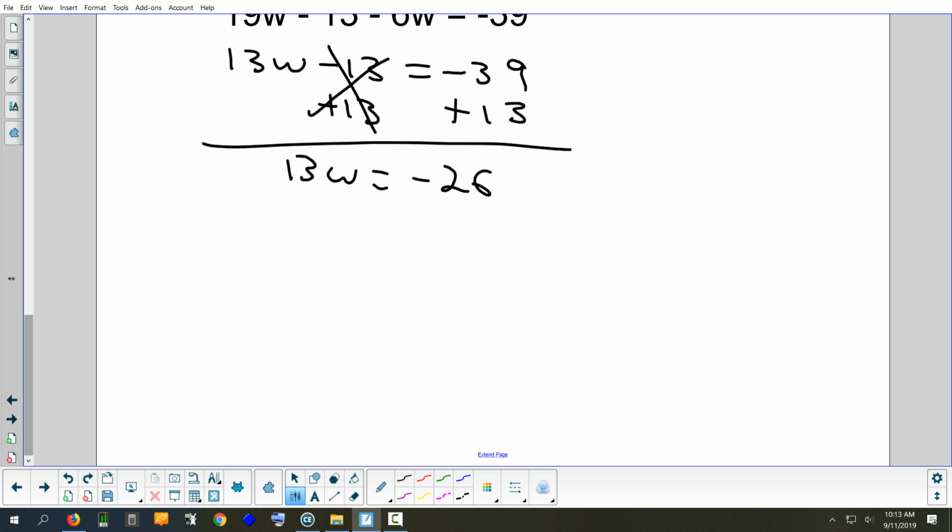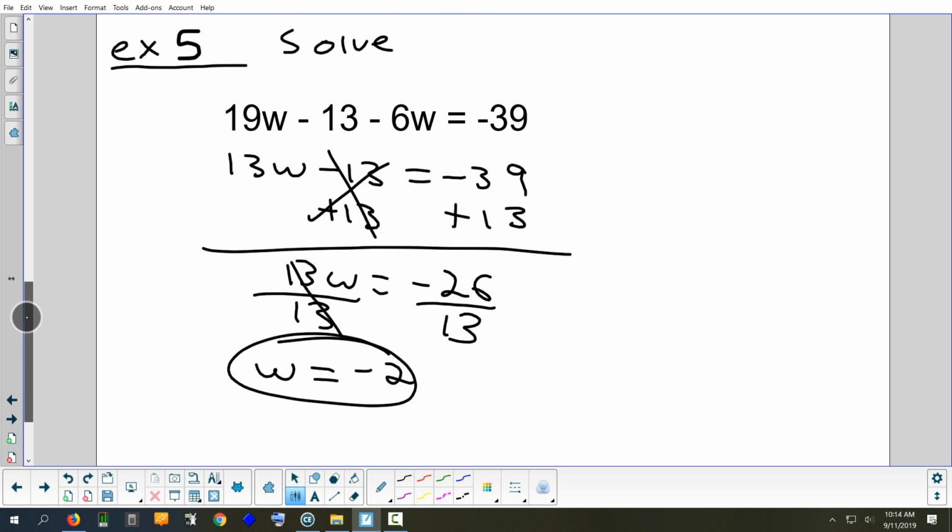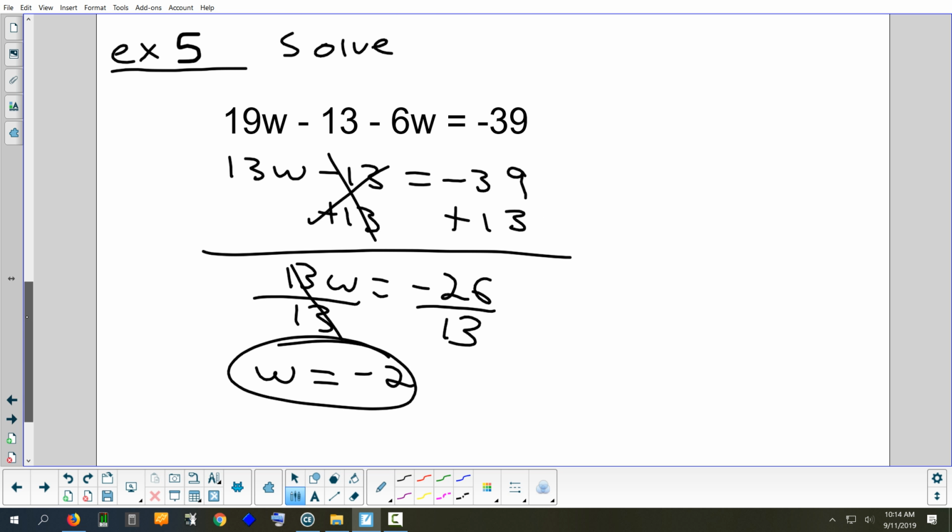Last step. 13w equals negative 26. What do I have to divide by? Divide by 13. Perfect. Both sides. And what do you get? Good question. Negative 2. Positive divided by negative? Yep, negative. I said negative, don't worry. It just didn't come out. All right, I'll check. Any questions on that?